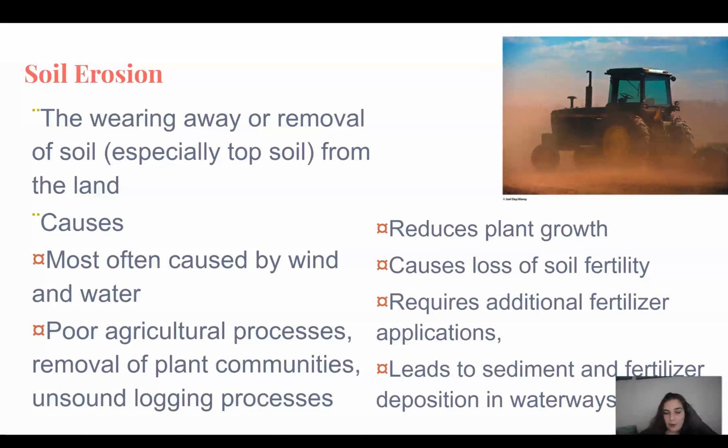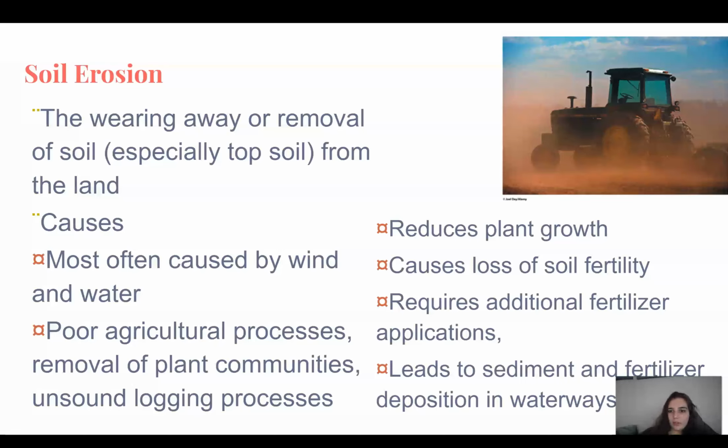And poor agricultural processes, so farmers not taking care of their land the right way and creating more erosion than necessary. Removing plant communities, stripping the land creates a lot of erosion because those plants helped keep the soil where it was. And waterlogging is another cause of erosion. And it reduces plant growth, causes a loss of soil fertility, or soil overall health, ability to grow.